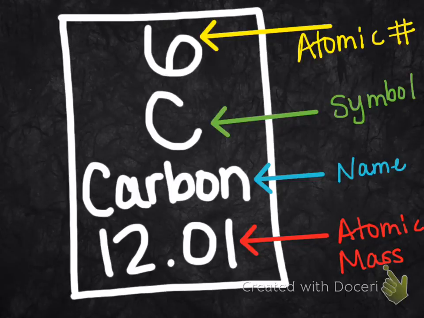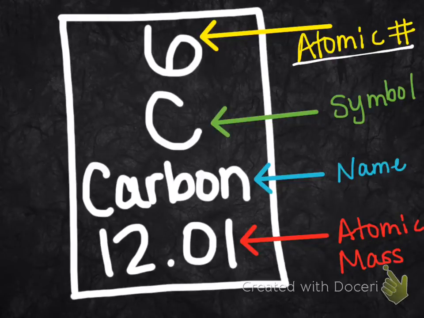Okay, this is what an element card looks like. It has different information that you can tell just by looking at certain things. You'll be able to figure out how many protons, neutrons, and electrons an atom has just by looking at that card. Okay? Now, that first number is the atomic number. So you see that? That number tells me the number of protons in an atom. Carbon has 6 protons. Okay?